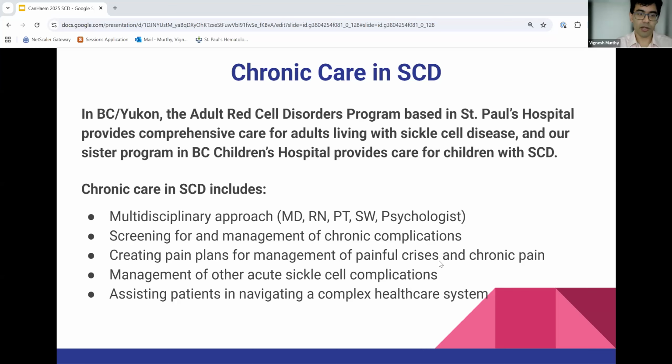A number of our patients are new immigrants, refugees, people who are unfamiliar with the Canadian healthcare system. So applying for medication coverage, navigating when to go to the ER, when to contact us, when to see their primary care provider, forms, insurance forms, disability forms. So the system can be quite complicated, and helping patients navigate that is another one of our roles.